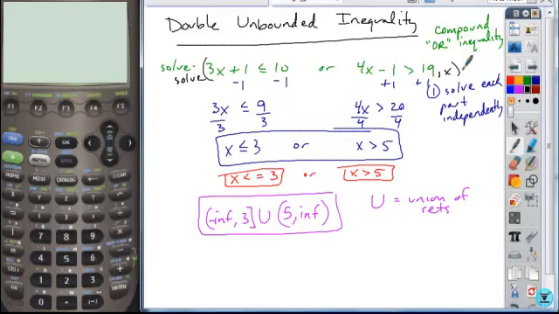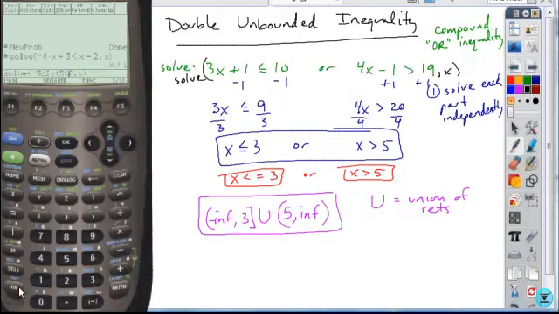Okay, so really you could solve your double unbounded inequalities using your calculator also. If I hit the F2 Algebra tab, choose solve, and type in my inequality exactly as it appears, including the space and the "or", it'll calculate this for me. So if I take 3x plus 1 is less than or equal to, remember I can use the shortcut of the green diamond and then less than, which gives me less than or equal to 10. Now I'm going to need a space, the word "or", and then another space.